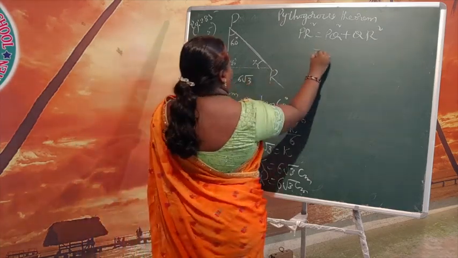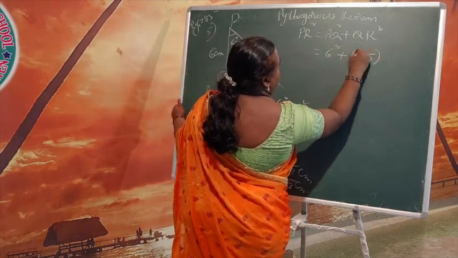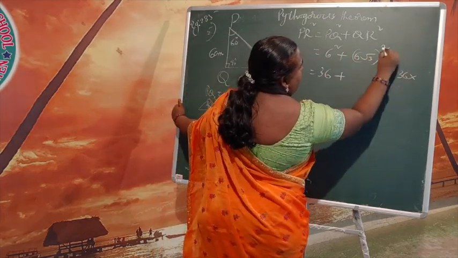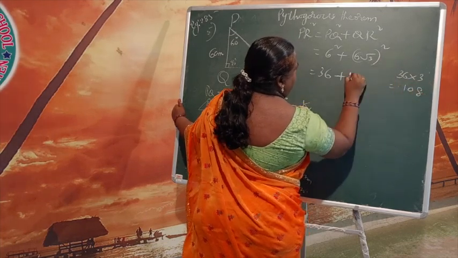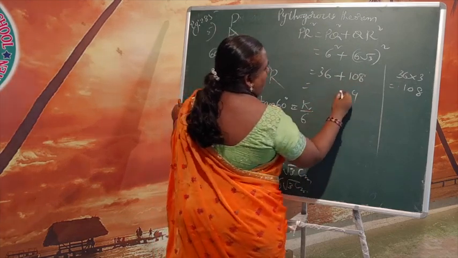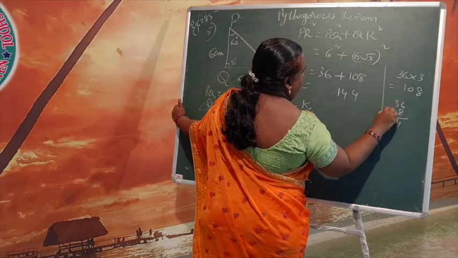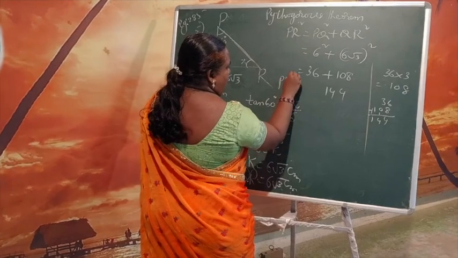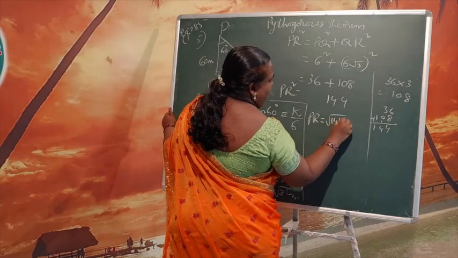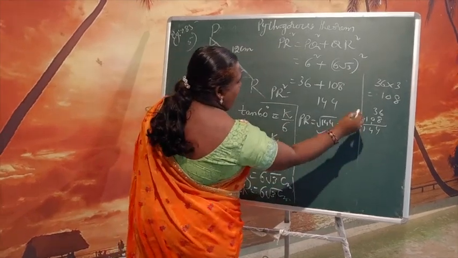So PR square is equal to PQ square, how much? 6 square. QR square, how much? 6 root 3 whole square. That is 36 plus 6 root 3 whole square. 6 square is 36, root 3 whole square means 3, that is 108. So 36 plus 108 is 144. So I want PR square. I want only PR. So for that I write PR is equal to root 144. That is equal to 12. So the side is, therefore PR is equal to 12 centimeters.